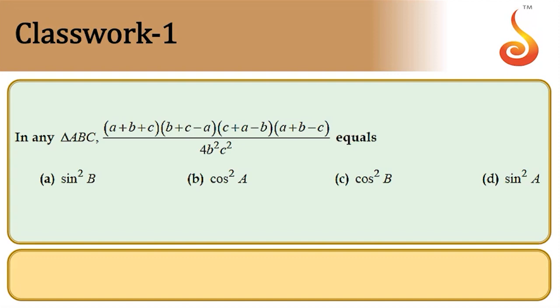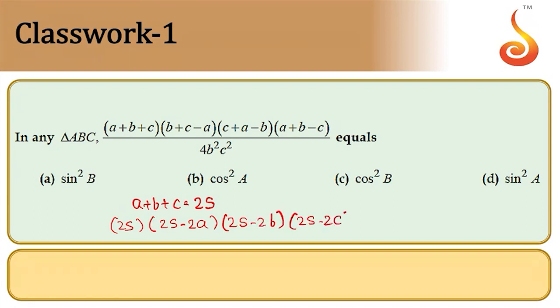In a triangle ABC, (A plus B plus C) into (B plus C minus A) by 4BC is equal to what? Before we start, we must know that A plus B plus C is equal to 2S. Using that logic, if we substitute here, we get 2S into 2S minus 2A. Similarly, 2S minus 2B into 2S minus 2C.